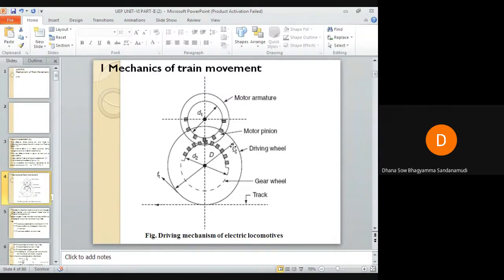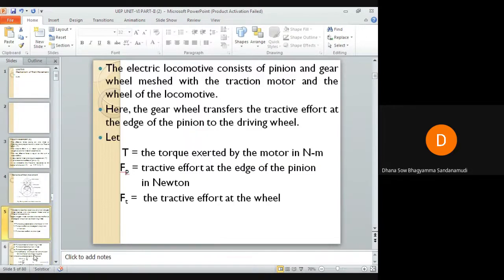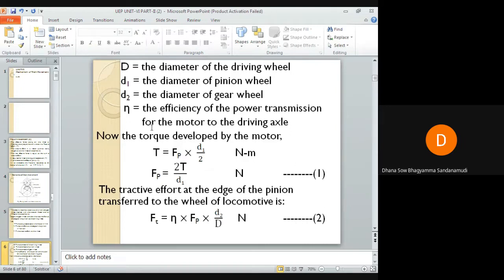Small d1 is the diameter of the pinion, and d2 is the diameter of the gear wheel. And let us assume eta is the efficiency of the power transmission from the motor to the driving axle.